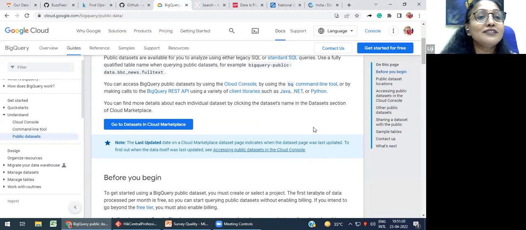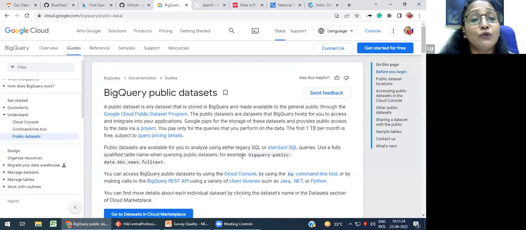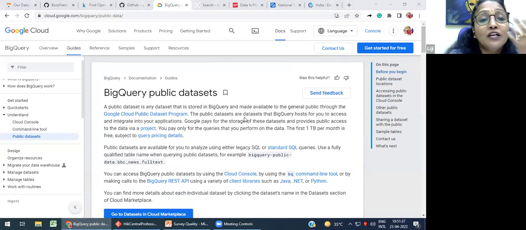BigQuery data is again very freely available, and whichever language you want, Google gives you anything related to this kind of data. A public data set is any data set that is stored in BigQuery and made available to the general public, so you can use this kind of data.